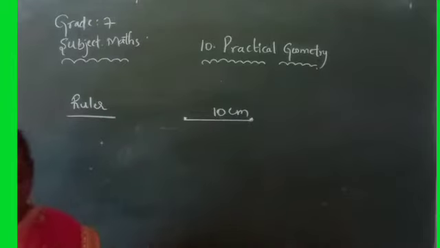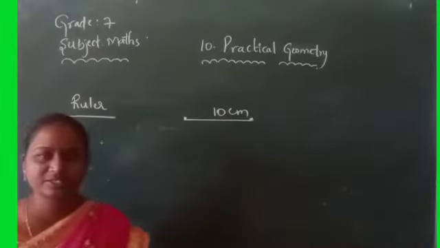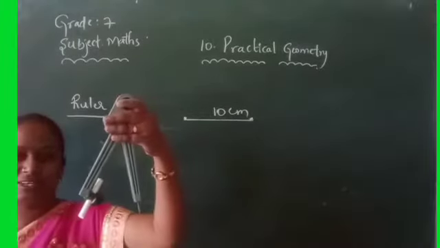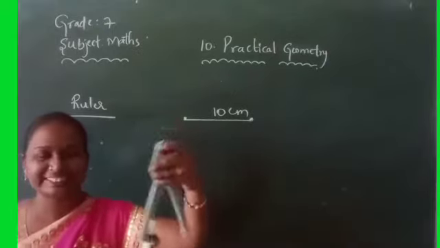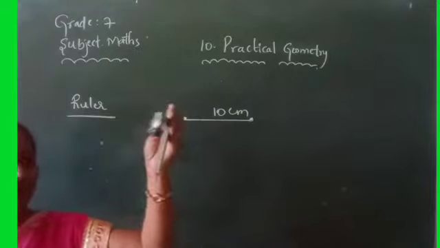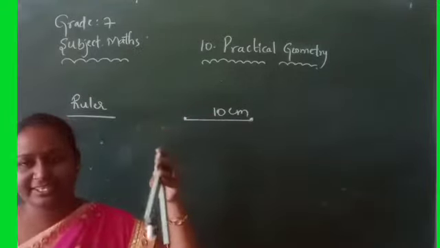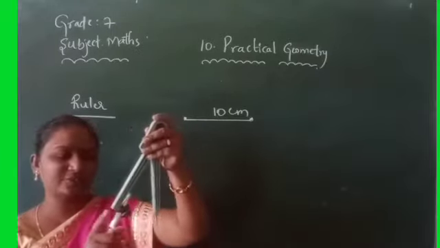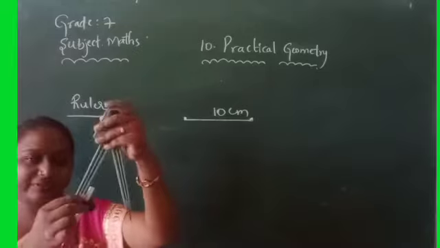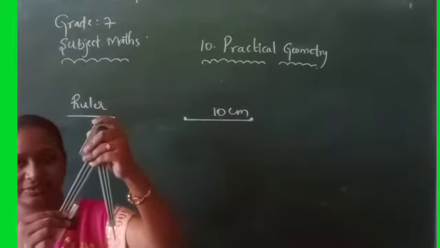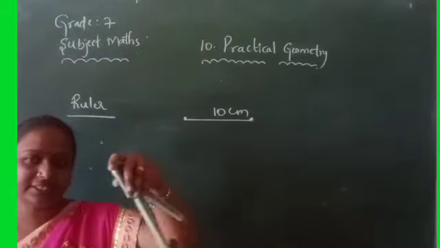Okay, and one more tool is there. Can you say the name of this? Very good. It is a compasses. Some members will say it is a rounder. Why are we using this compasses? To draw the circles. Observe here, it has 2 ends. One side is a pointer, and on one side we can fix the pencil. If you fix the pencil here, it is easy to draw the circle.